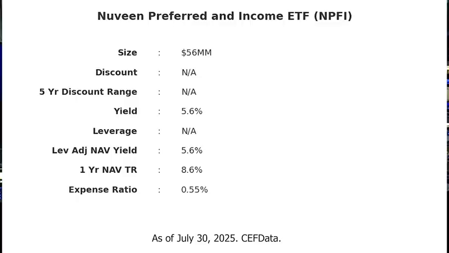And we thought it'd be fun to look at another sector in the credit side. It's the preferred equity sector. And so there's a Nuveen NPFI. It is again, smaller fund, but Nuveen's a well-known player to the closed-end fund viewers that we have. It's about a 5.6 yield and about an 8.6 1-year NAV performance and a 55 basis points expense ratio.